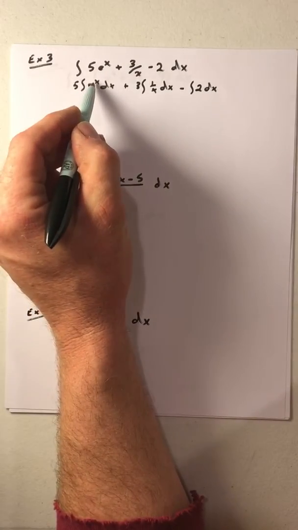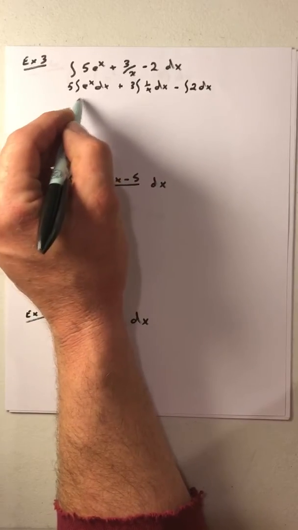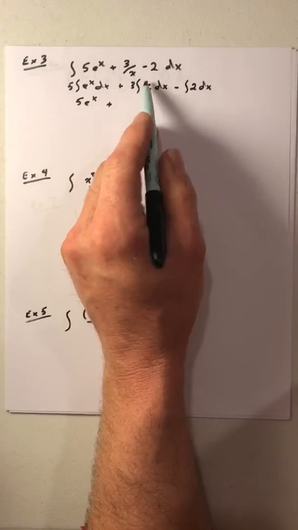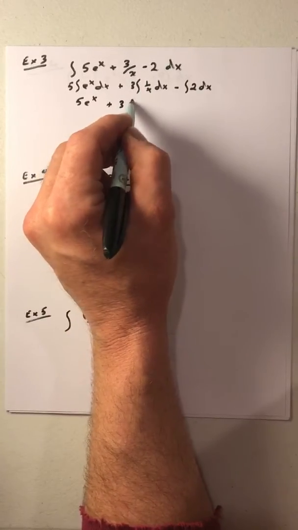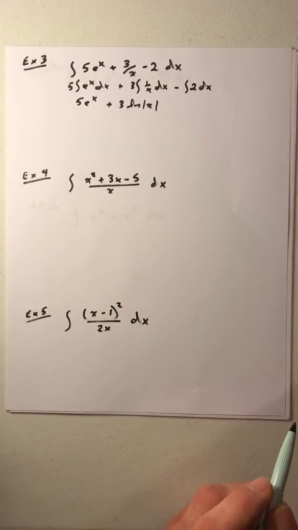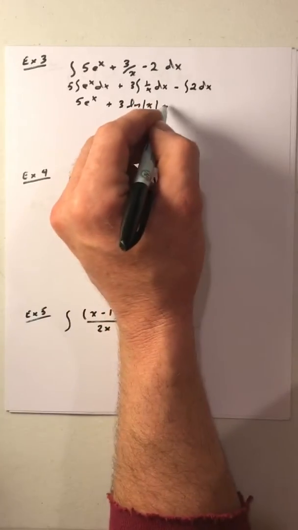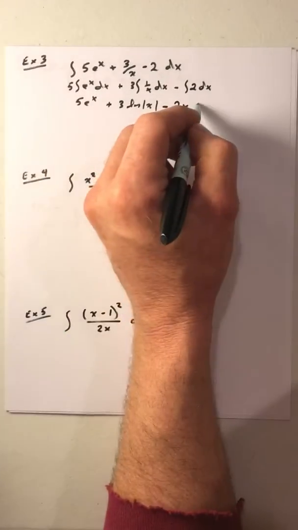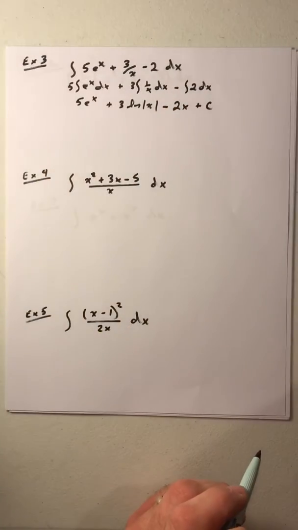So the integration of e to the x, we know, is e to the x, so I have 5e to the x, plus the integration of 1 over x is the natural log of the absolute value of x. So I get 3 natural logs of the absolute value of x, minus the integration of 2 gives us 2x plus c. And that's going to be our original function.